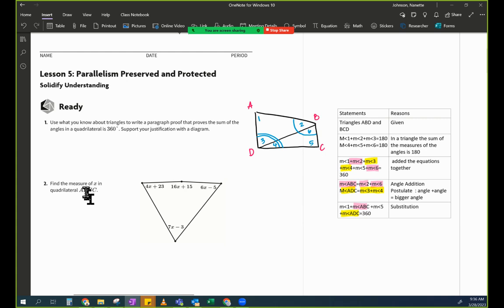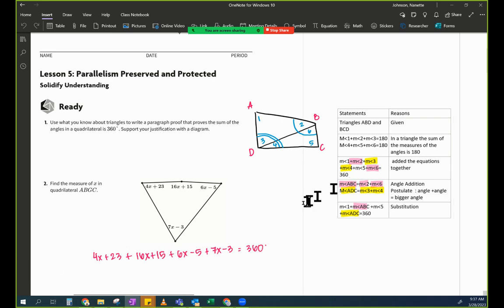And then when you move over to number 2, now you can write the equation and say all of these things add up to 360. So I'm not actually going to solve this one for you. I'm just going to set it up. So now we know, because of our past work, we can write 4x plus 23 plus 16x plus 15 plus 6x minus 5 plus 7x minus 3 equals 360 degrees.